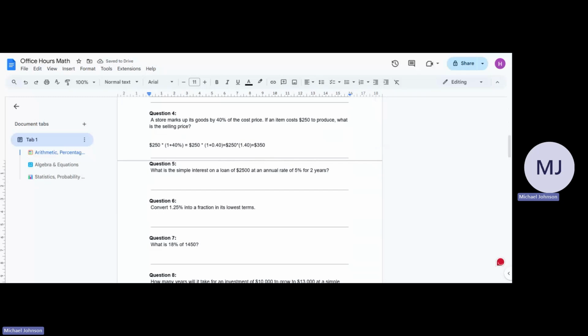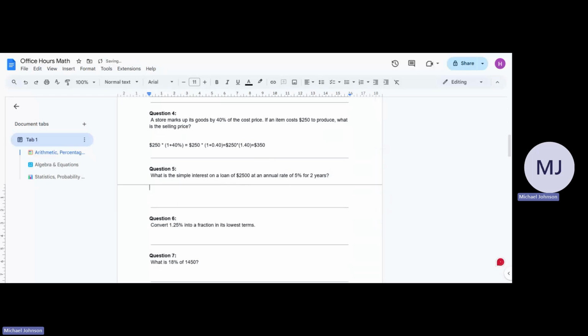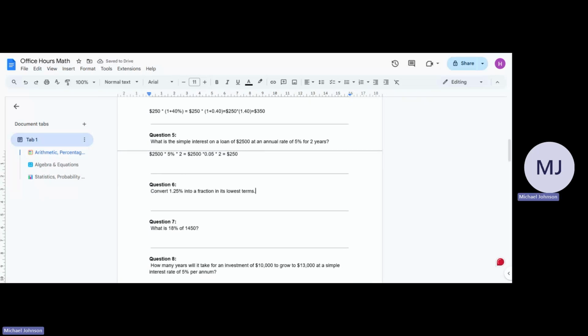And then what is the simple interest on a loan of $2,500 at an annual rate of 5% for 2 years? So to do this, we would do 2,500 here times 5% times 2. So that would be the same as 2,500 times 0.05 times 2. And then we get 250. So that's how we would get that there.